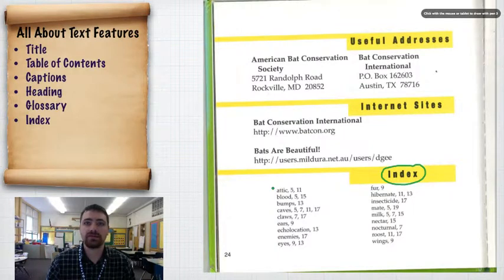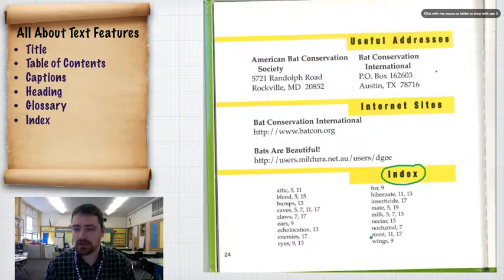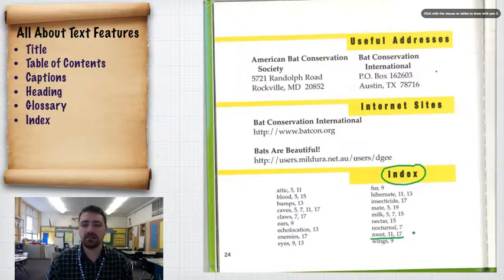Roosting starts with an R, so I'm going to go A, B, C, D, E. Ooh, R is kind of toward the end of the alphabet. Let's see if I can find it over here. Here it is, roost. The word roost is on two different pages. It's on page 11 and it's on page 17. So I also know that if I wanted to read more about roost or roosting bats, I would just go ahead and turn to page 11 or to page 17.